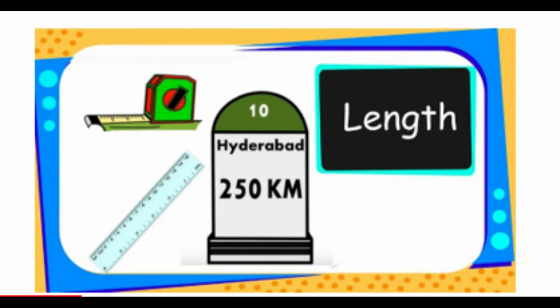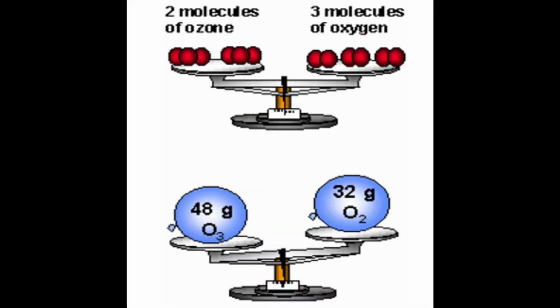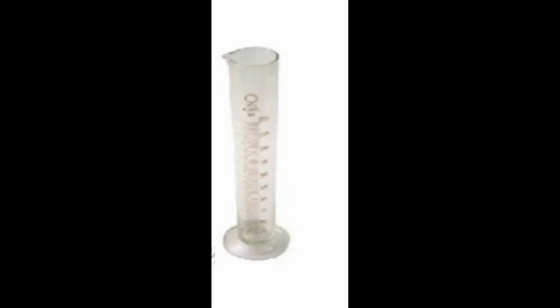Now we come to length. Length is again another scalar quantity. Next we have amount of substance, that is how much amount there is inside a substance. Then we have intensity of light, in which we see how much energy light carries. Then we have volume, which is a scalar quantity, and the scalar quantity can refer to the volume of the medium, as in how much of the medium is present.